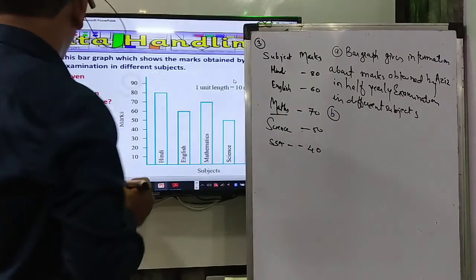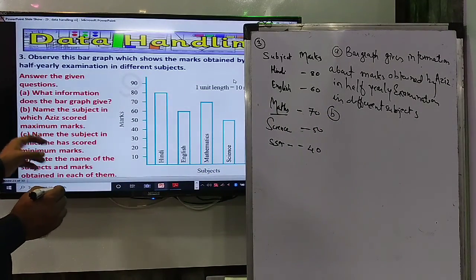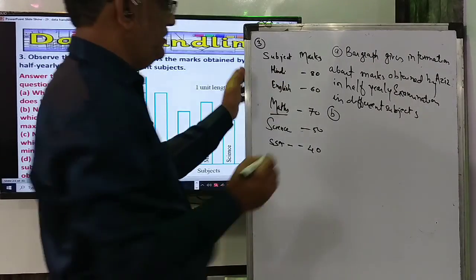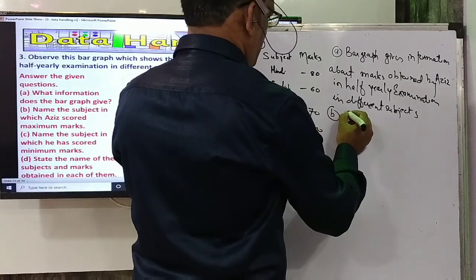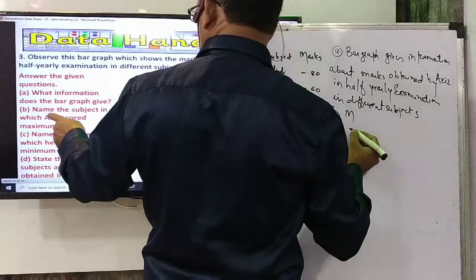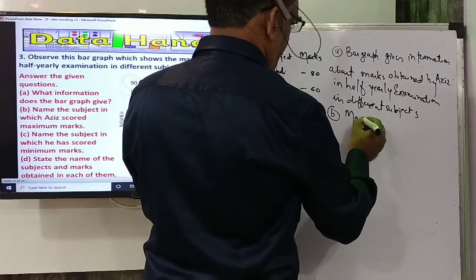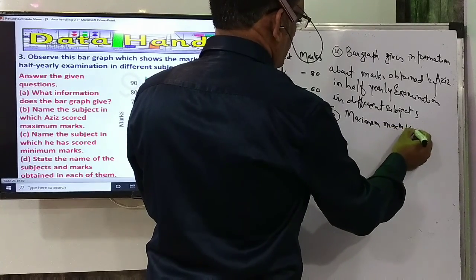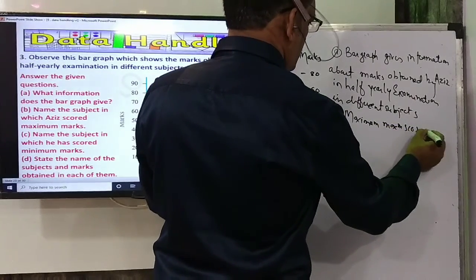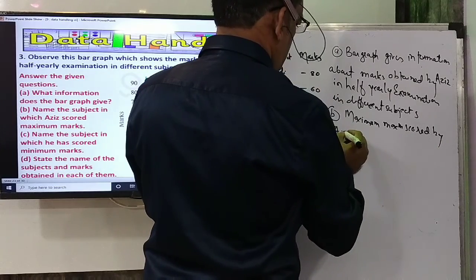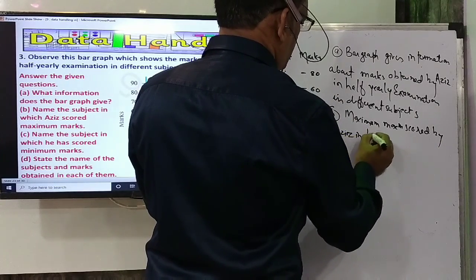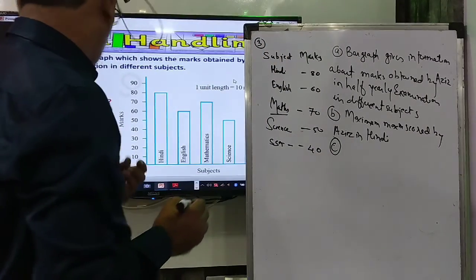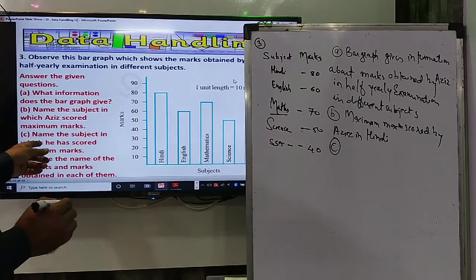Now, second question, B. Name the subject in which Ajit scored maximum marks. Maximum marks obtained, 80 marks, obtained in Hindi. So maximum marks scored by Aziz in which subject? In Hindi. So in the Hindi subject, maximum marks are obtained by Aziz.